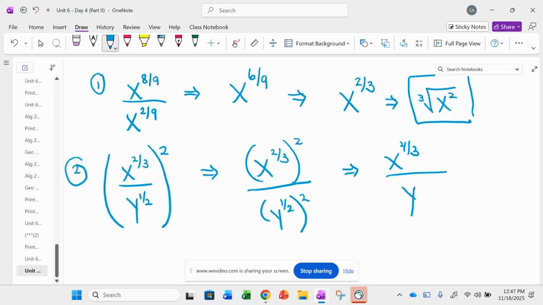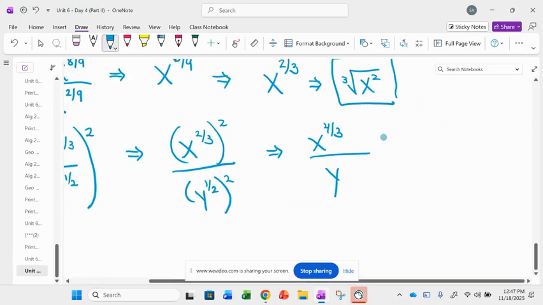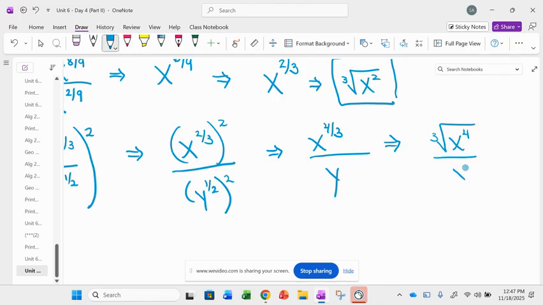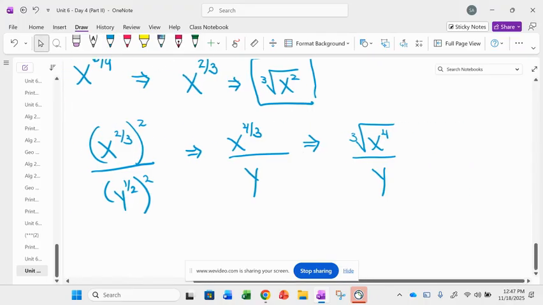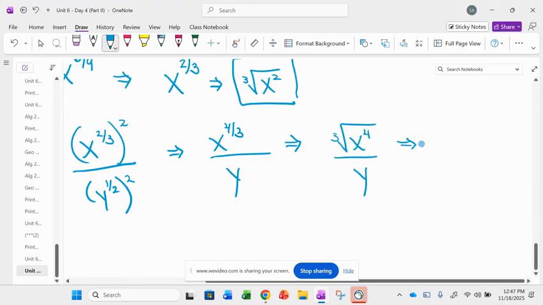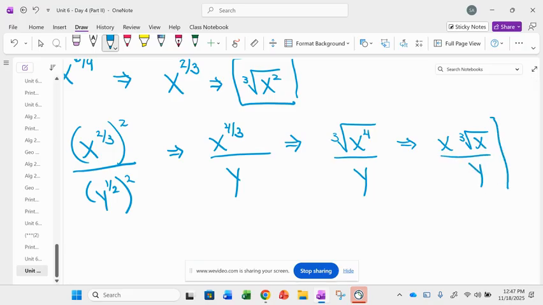Yeah, luckily for us. So now I need to translate this back into radical form. So I have the cubed root of x to the 4th over y. Can I leave it like this? Why not? Good. We can pull out an x. So x times the cubed root of x over y.